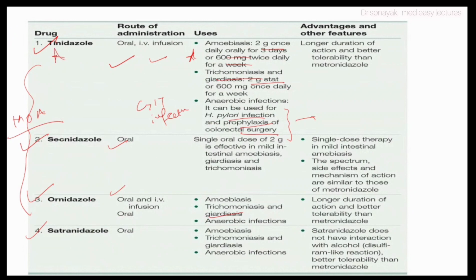Okay. Then we have secnidazole, which is also in this class, and it can be used as a single oral dose, that is 2 gram, effective in mild intestinal amoebiasis and giardiasis. Again, it is used in any GIT infections. Then we have ornidazole, given orally or as IV infusion, in amoebiasis, trichomoniasis, giardiasis and anaerobic infections, and satranidazole given orally in amoebiasis, trichomoniasis, giardiasis, and anaerobic infections. So this is all about metronidazole. Thank you.